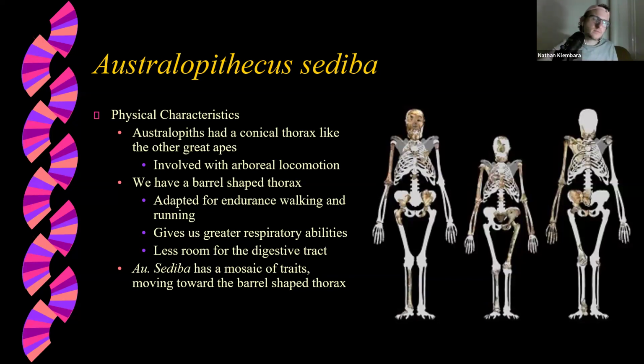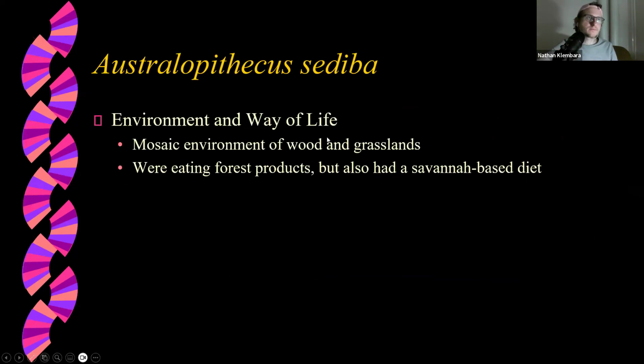Now, the point of everything that I'm saying is that Australopithecus sediba is kind of in the middle. It's kind of an intermediary between the Australopithecus thorax and the Homo thorax. And their environment, their way of life is pretty much what we've been seeing here.